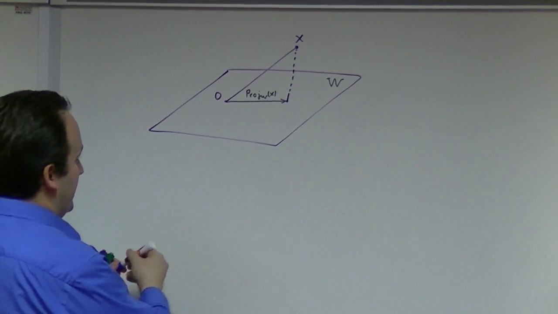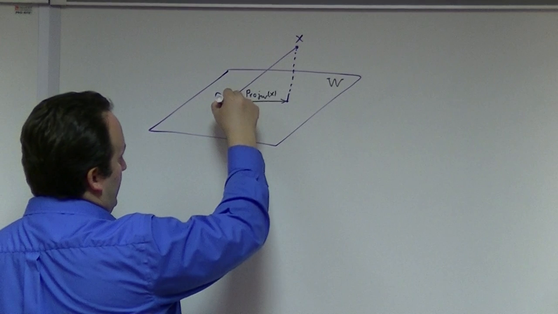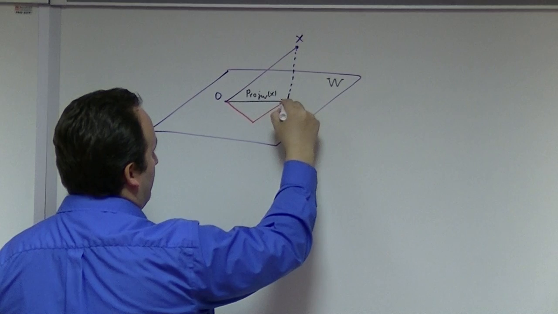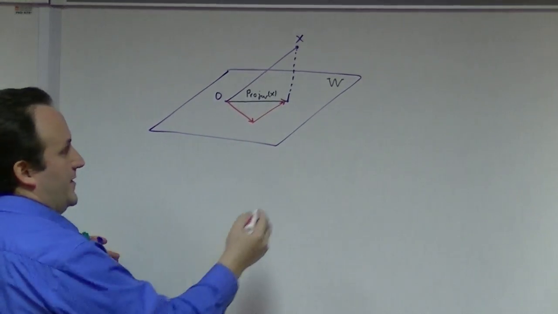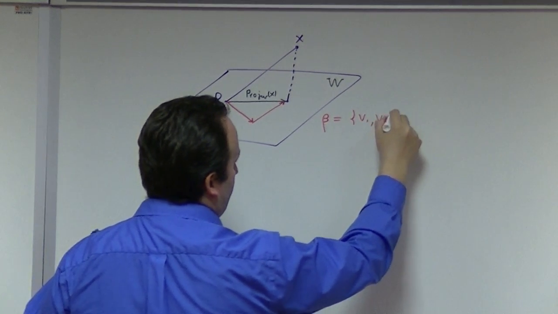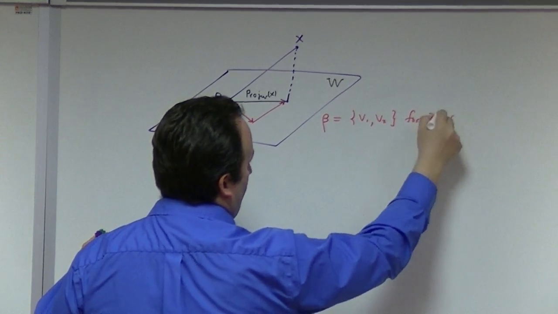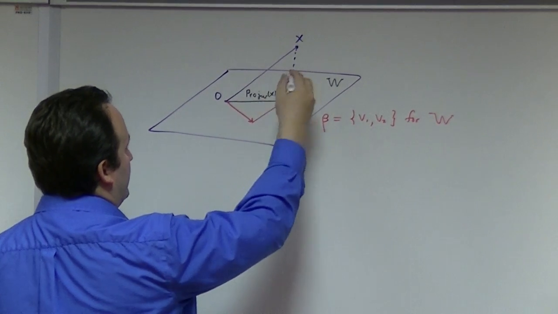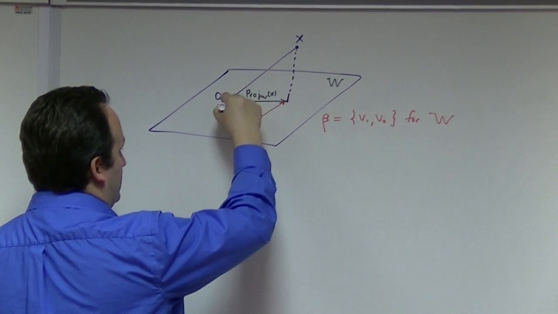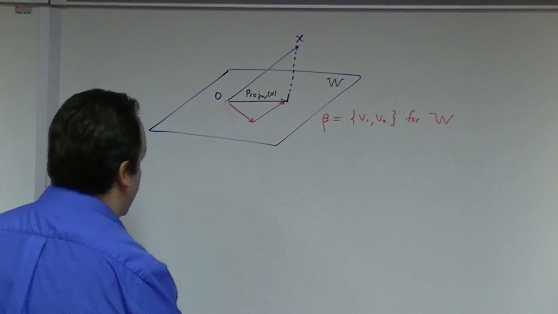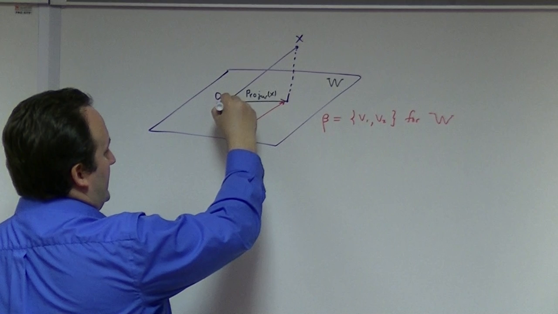Now you can build the projection a lot of different ways. Maybe you can build it like this, so to speak. That might be with respect to basis beta equal to b1, b2. But you could perhaps choose a different basis. You could choose another orthonormal basis for W, like maybe this one. How about this one? I'll leave it dotted.